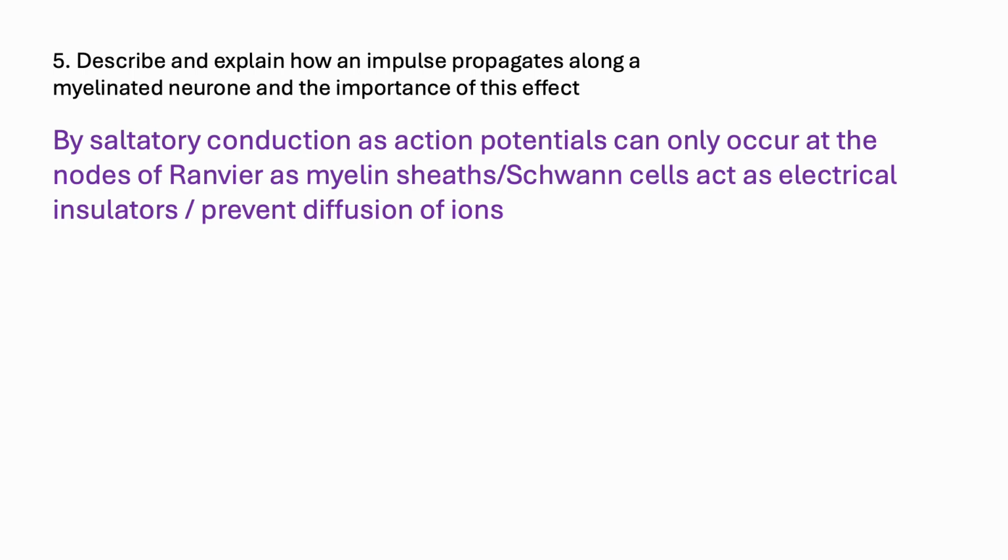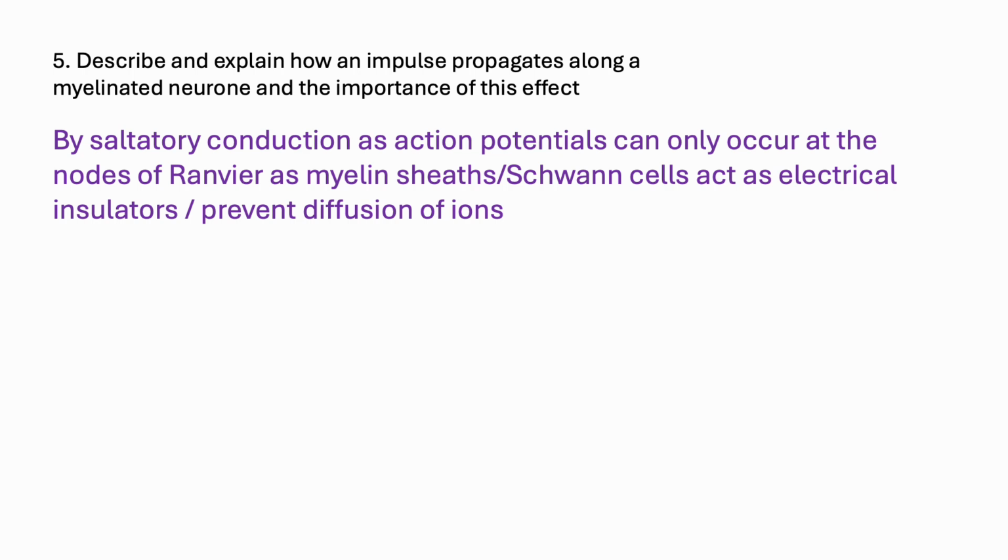So in the case of a myelinated neuron, it propagates along by a process of saltatory conduction. So this is the answer. And that is as a consequence of these myelin sheaths and those action potentials occurring between the gaps between myelin sheaths, called the nodes of Ranvier.